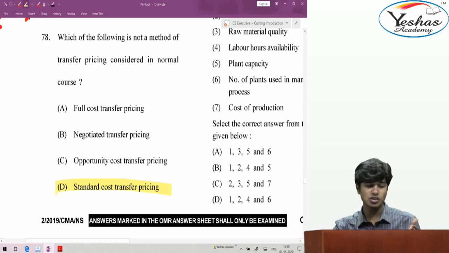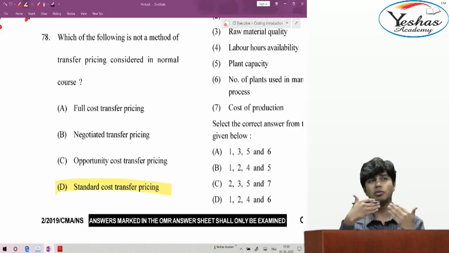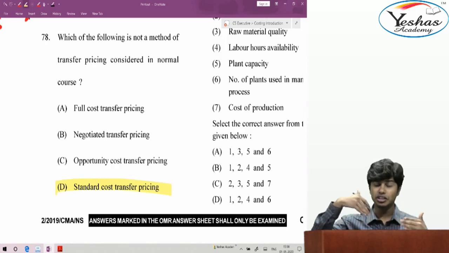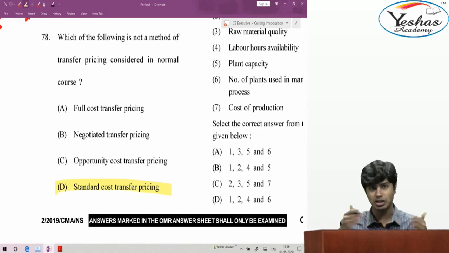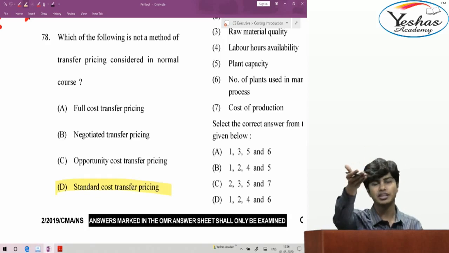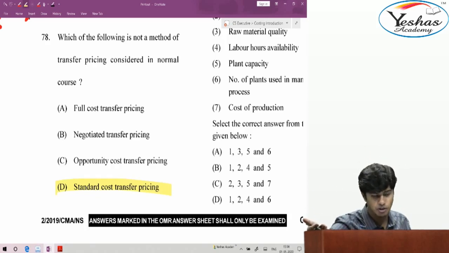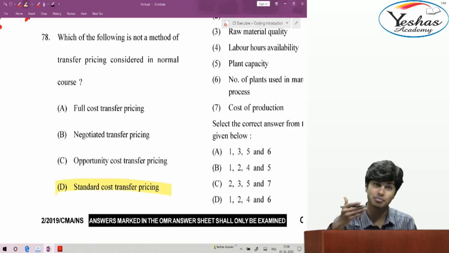This transfer pricing also deals with transfer pricing in the normal course from one organization, within the departments. When you transfer goods, what is the price at which you should send? You can send it at the full cost, or you can negotiate between both of you, ensuring that both of you make a decent profit, or the price at which you can sell outside. That opportunity-cost transfer pricing is also possible, but standard cost transfer pricing is something that's never specified.